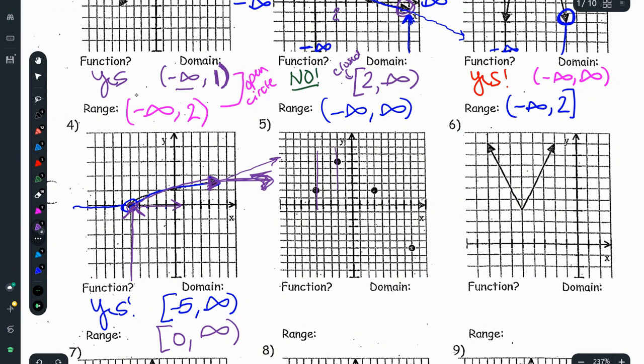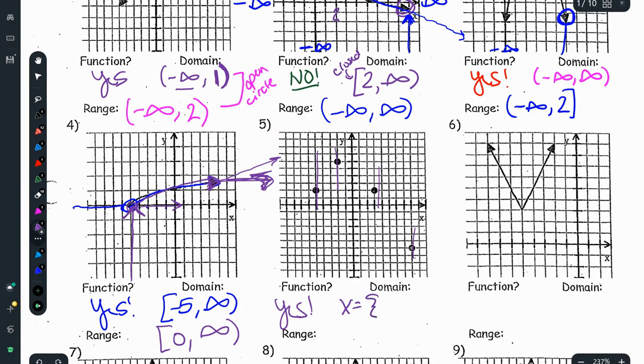Number 5, we have points. So yes, this is a function. Because we have points, we can't use interval notation because it's not everything in between. It's only those specific points. So we go back to set notation.